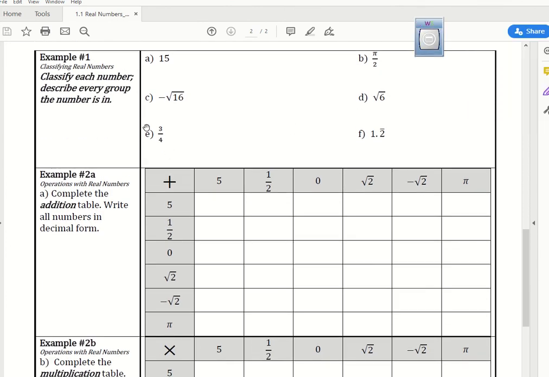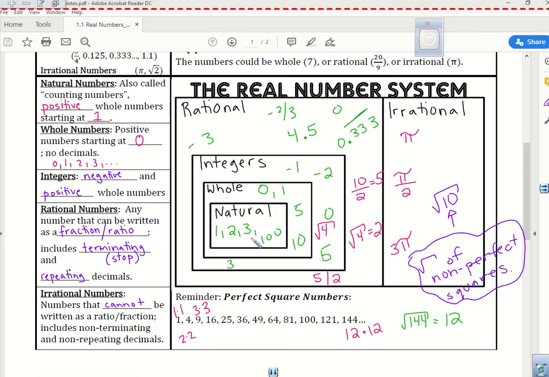Example number 1. Classify each number, describe every group that it's in. Okay. So when it says classify every group that it's in, for example, if the number is -1, it could be an integer, a whole number, and a natural number. If the number is -2/3, oh, nope, I'm sorry, scratch that. If the number is -1, it's an integer and a rational number. I apologize, we're going the opposite direction. 1 is a natural number, a whole number, an integer, and a rational number. Okay? 0 is whole, integer, rational.